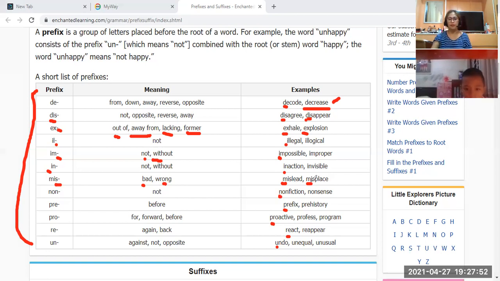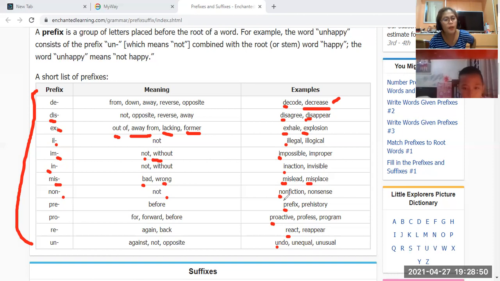Okay, another one. It's non. What do you mean by the prefix non? When we say non, it means not. It's non-fiction. It's not fiction. Example, non-fiction means it's not fiction. Nonsense. You know, the story of my teacher is nonsense. When you hear the word nonsense, it means no sense. It doesn't have sense. Nonsense.